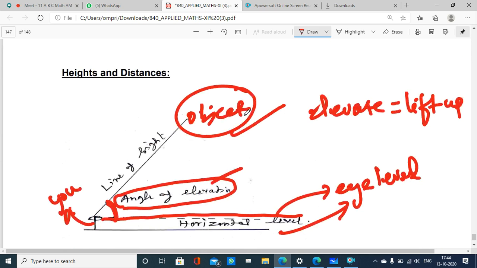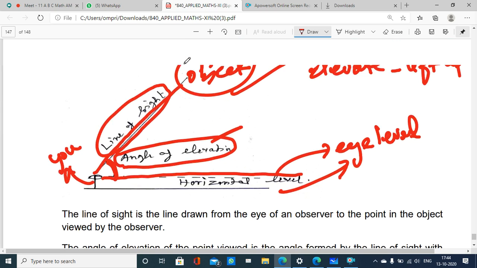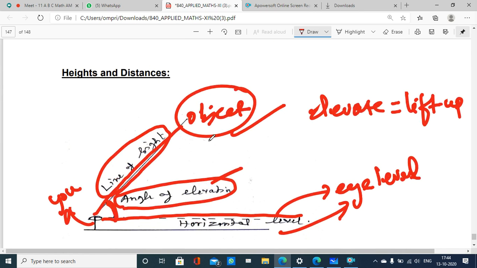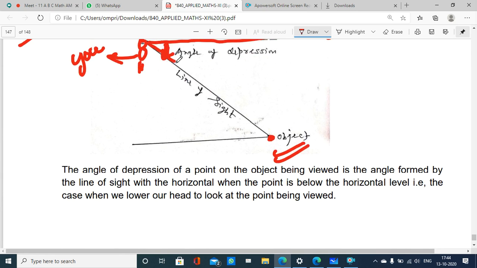Okay. And this is what is called a line of sight, because this is the line along which you are looking at the object. That's why it is called line of sight. Well, this kind of scenario occurs where?